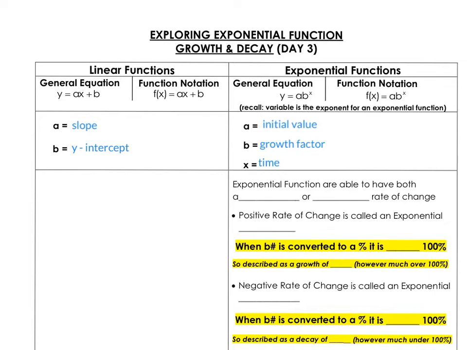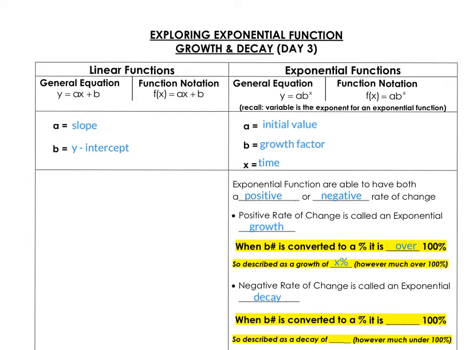So exponential functions are able to have both a positive or a negative rate of change. Positive rate of change is called exponential growth. When the b is converted to a percent, it is over 100%. So we describe it as a growth of x percent, which is however much over 100% that is. So if, say, it's 108%, that's a growth of 8%. It's gained 8%.